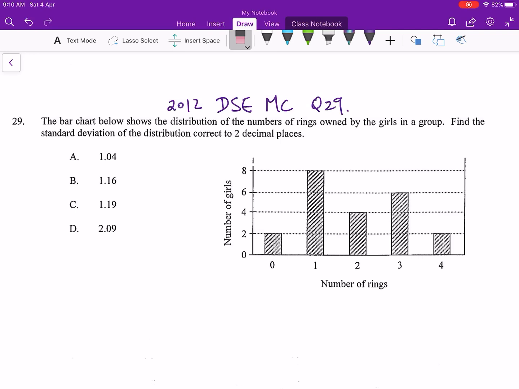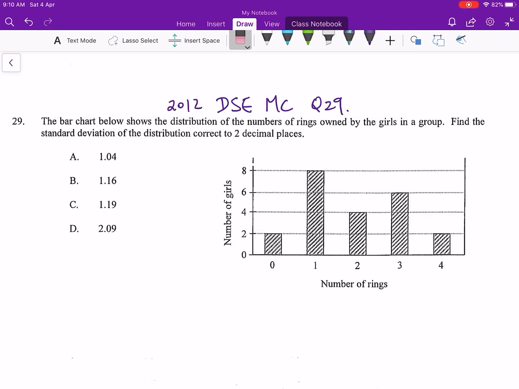So let's take a look at the next question, 2012 DSE NC question 29. This is a statistics question, and it is a direct calculation question that requires you to find the standard deviation of a set of data.